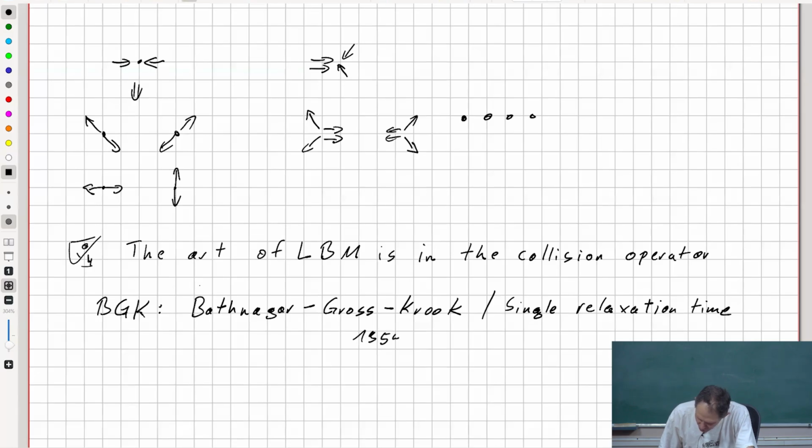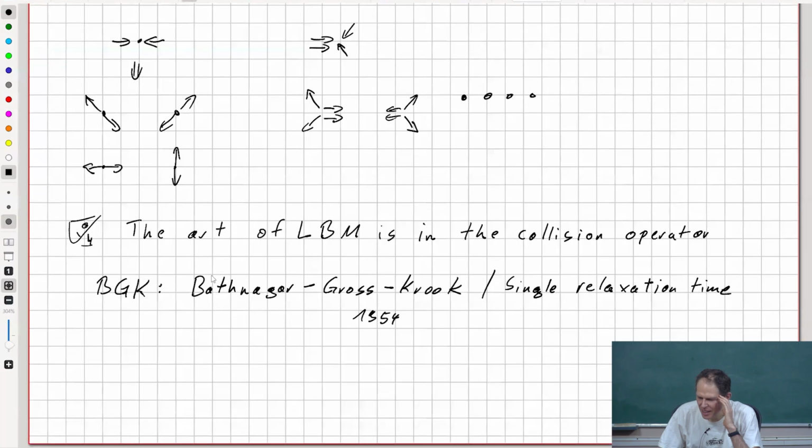And actually the idea is from 1954. Yeah, I thought that lattice Boltzmann is much younger than this. So this actually comes from kinetic theory and is only applied to the lattice Boltzmann method. Yeah, the idea here is that you do not care about your elementary collisions.